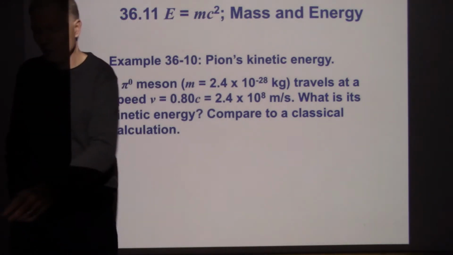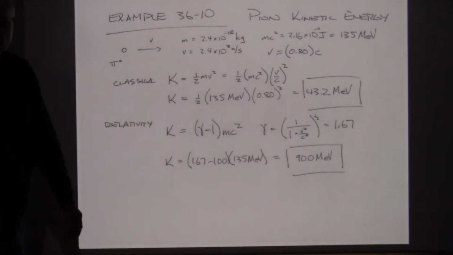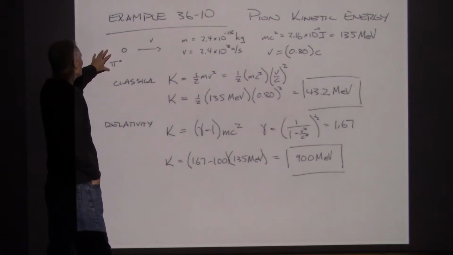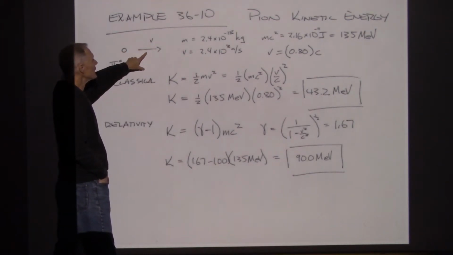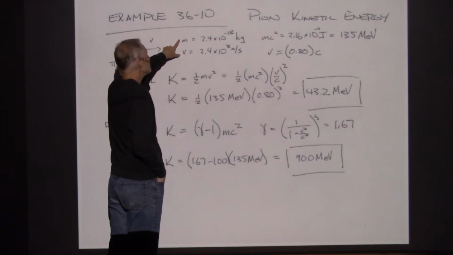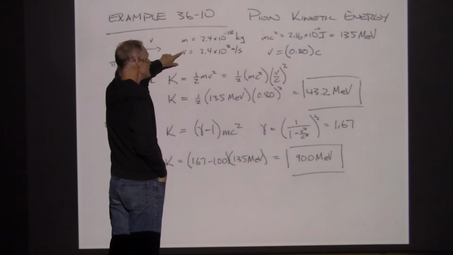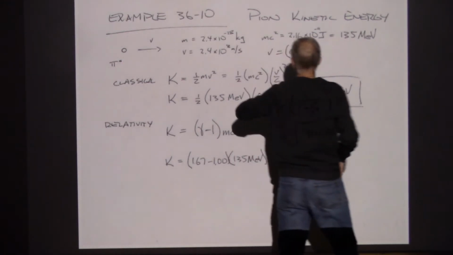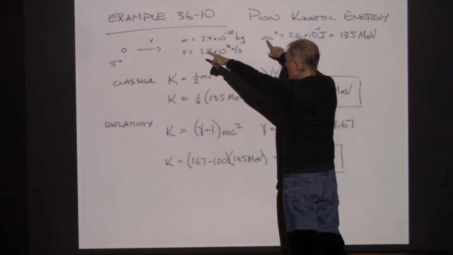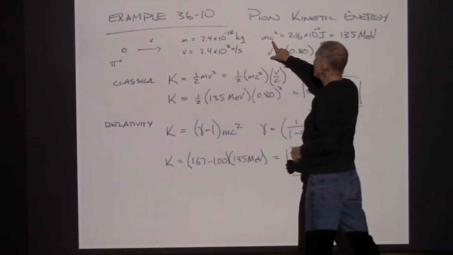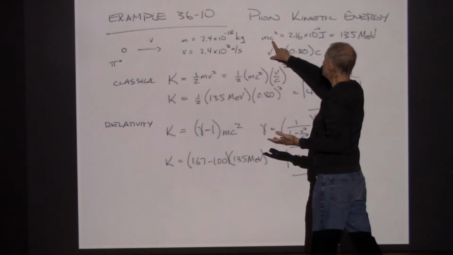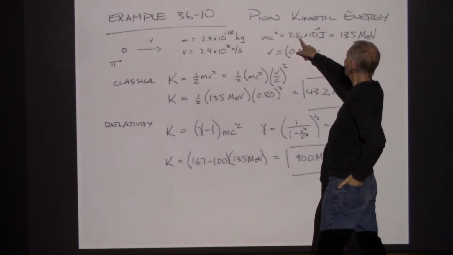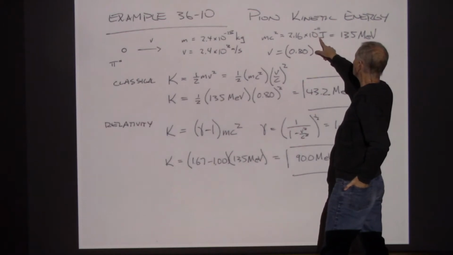So let's do that. Let's find out the kinetic energy of a particle. So here is this particle. It's traveling at some speed. Now they gave the mass in kilograms, and v is in meters per second. But what I want to do is convert that over. What I'm going to do is take the m, multiply by a couple factors of c, and that gives me 2.16 times 10 to the minus 11 joule.